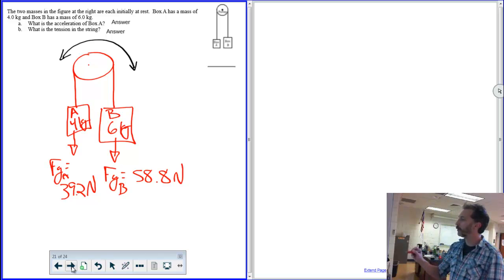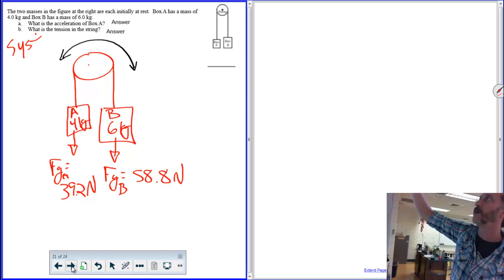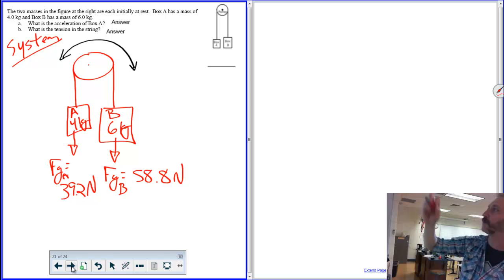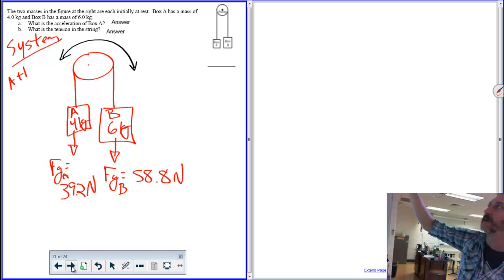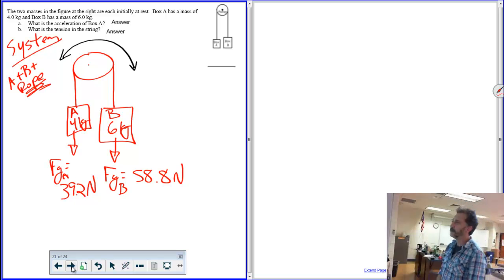The big thing I want to make sure you understand here is we can't make both of these forces of gravity negative, because if we did, that would imply that they were both making the system move the same way. I haven't defined my system yet. So what's my system here? Well, my system is all of this stuff that's moving. So it's object A, object B, and the rope that attaches them.